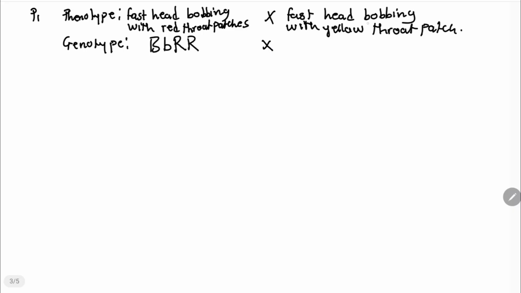The female was also heterozygous for head bobbing, and it had a yellow throat, but the yellow throat trait was recessive, so it has to be small letter r. The recessive trait here is shown in the phenotype, and in order for the recessive trait to be shown in the phenotype, then the genotype must be made of two recessive alleles. Hence, yellow throat patch has to be small letter r, right?